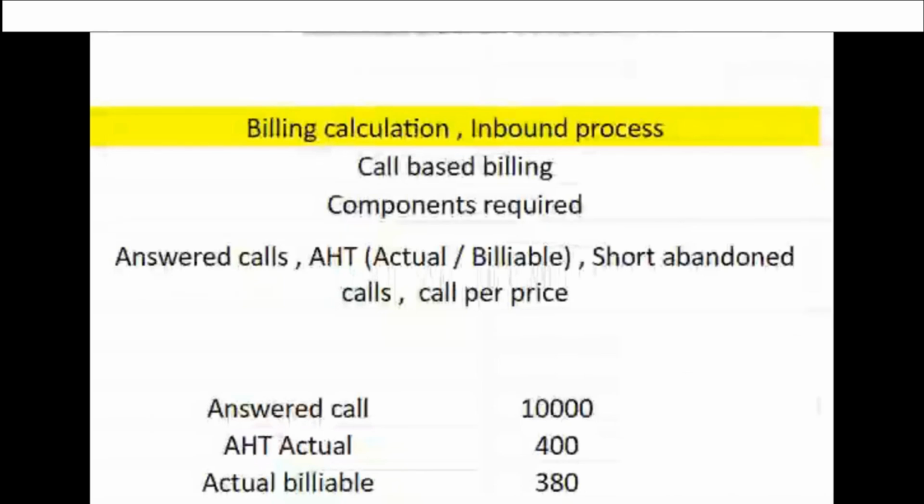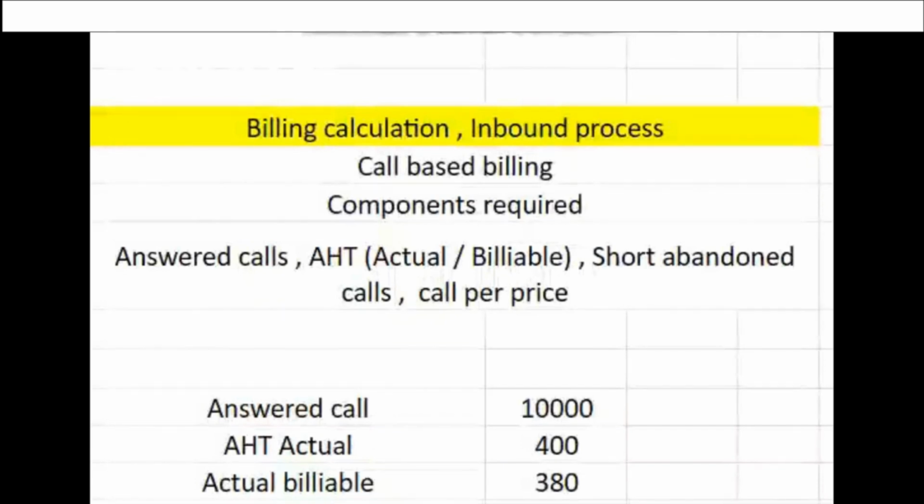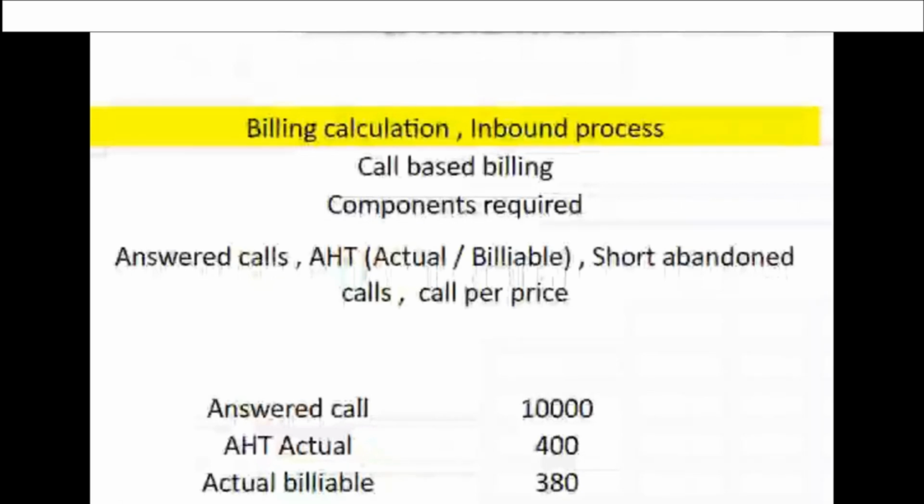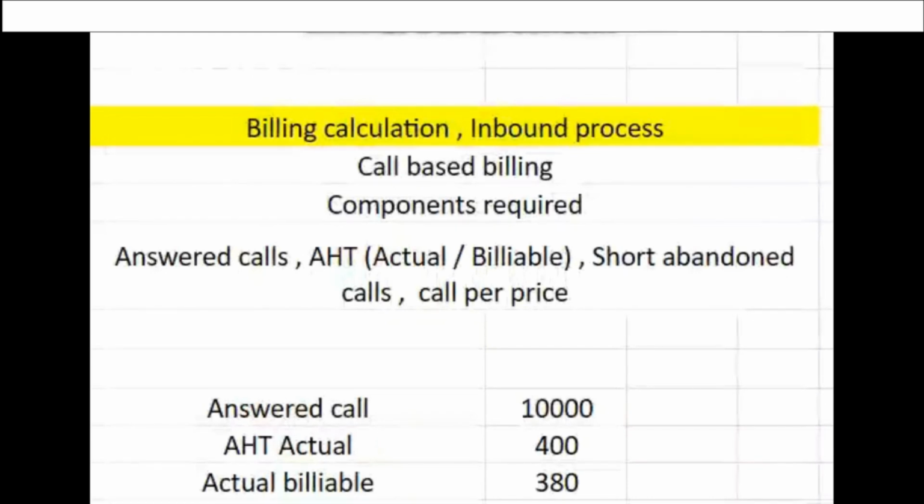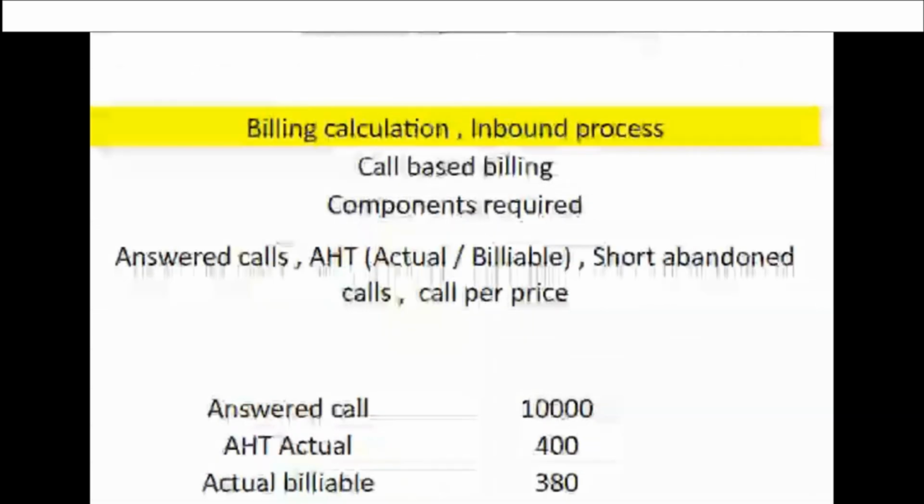In today's video, I will be talking about billing calculation for the inbound process, which is very important to understand how we can do the billing calculation. In this video, we will talk about call-based billing, how we can bill the client depending on the number of calls that have been answered. So now let's start with the video.